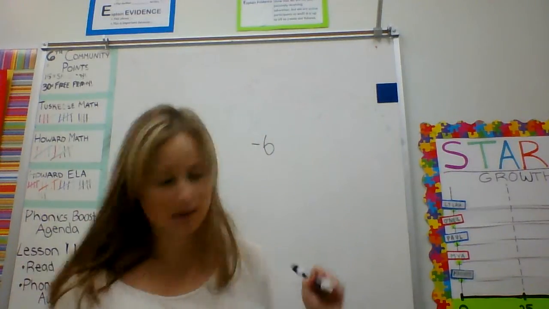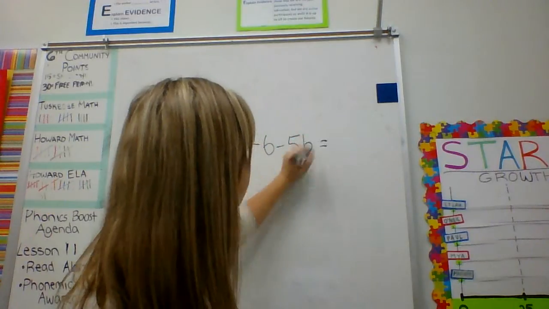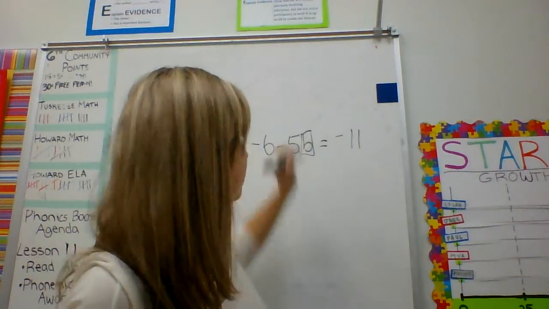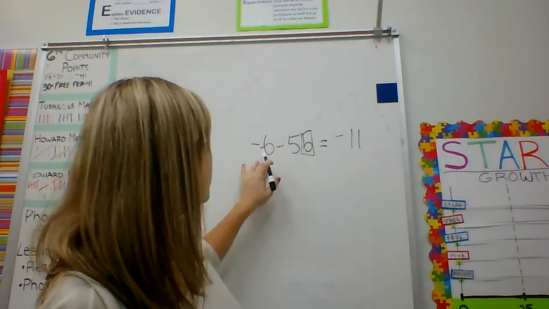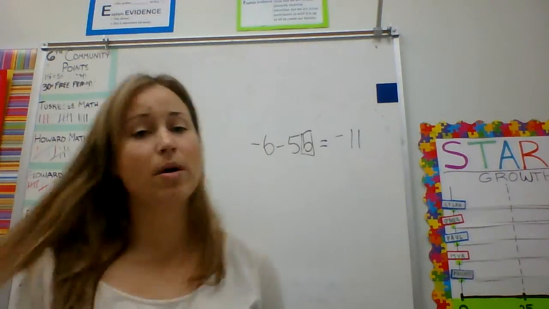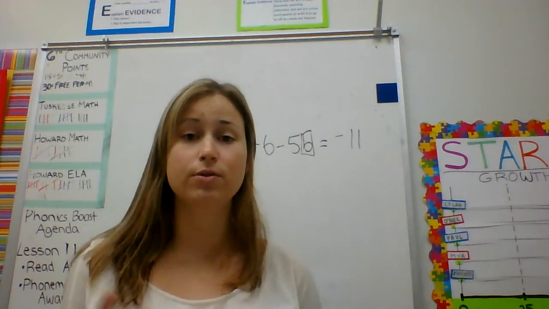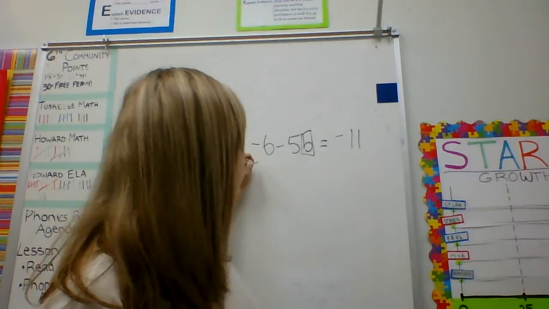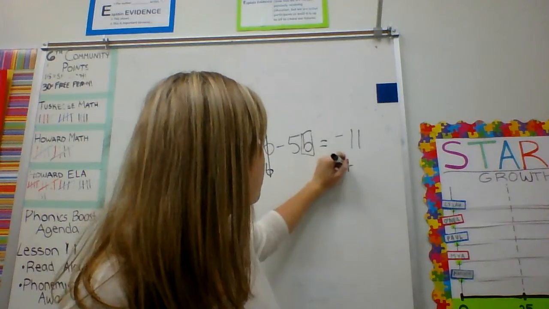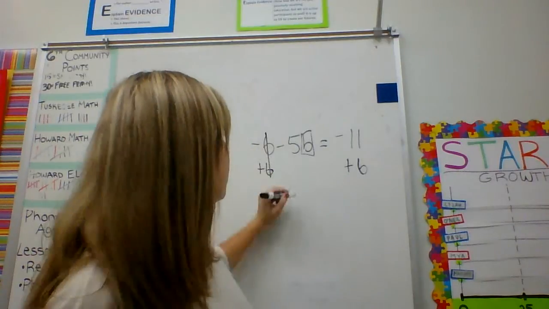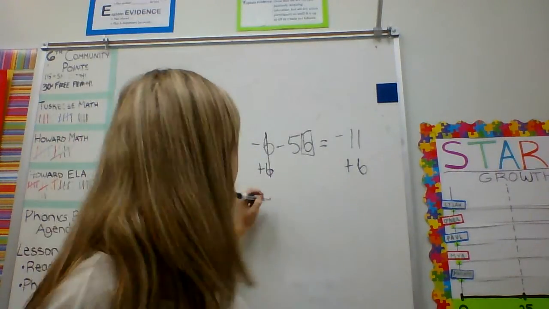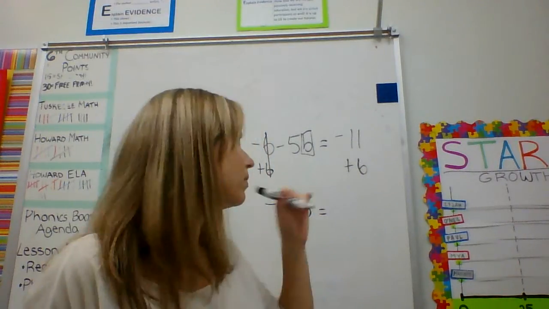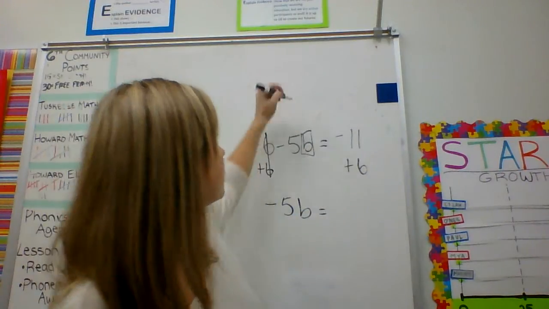Negative 6 minus 5b is equal to negative 11. So my variable is b. That's what I'm trying to get by itself to isolate. Now I have my constant, negative 6. Remember, I'm always getting rid of addition and subtraction before anything else in two-step equations. So I have negative 6. I need to do the opposite of that, which means I'm adding 6 on both sides. That step's the same. Now let me rewrite my equation in its simplified form. Negative 5b is equal to, now, negative 11 plus 6.